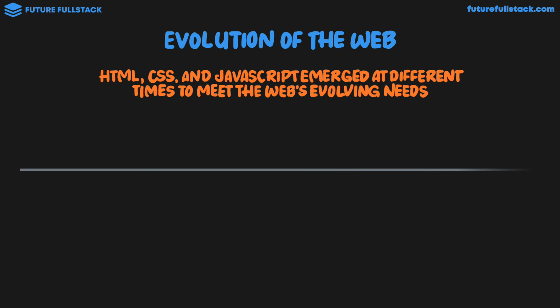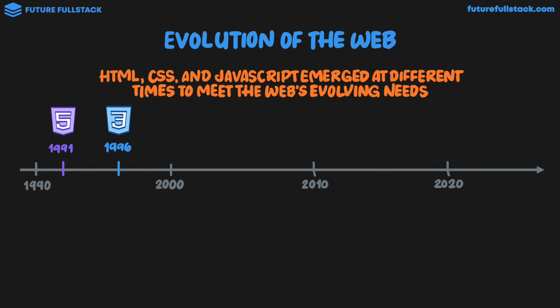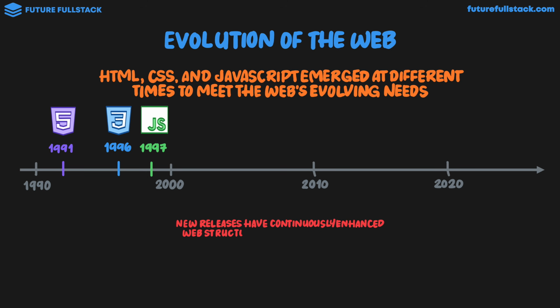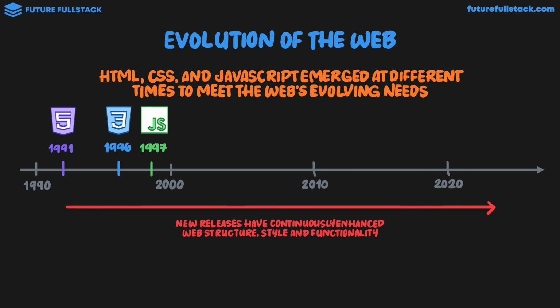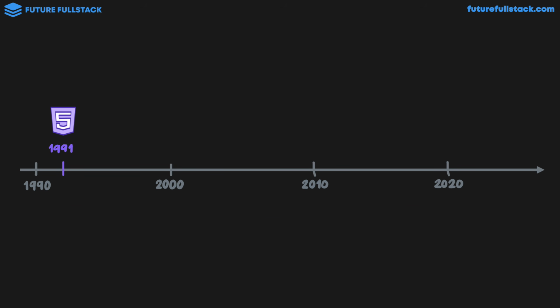I'm going to pop a timeline over here, and we're looking at this range of dates here, starting at 1990 all the way up to the present day. The first key date is 1991. This is when HTML was invented. The next key date is 1996, when CSS was added to web pages, and then in 1997, JavaScript was added to the browser. Now for each of these languages, new releases have continuously enhanced web structure, style, and functionality. So let's start off our journey by looking at more detail of the evolution of HTML.